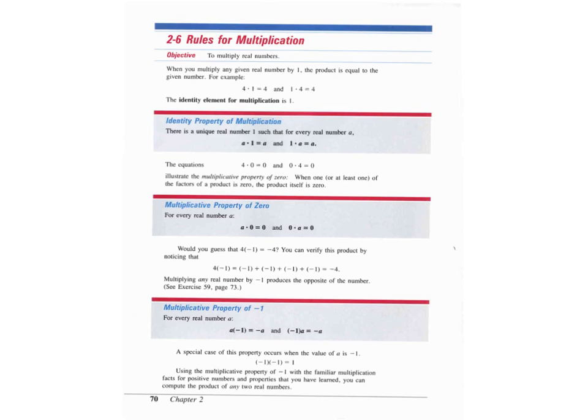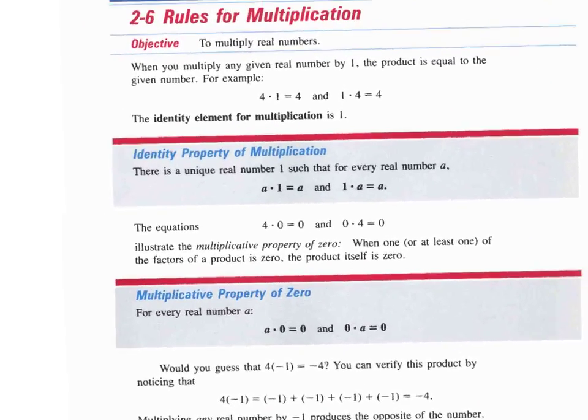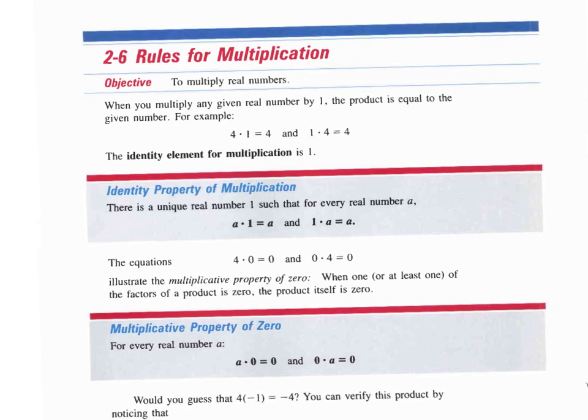Okay, so today we are going to cover the rules for multiplication. There's also a few properties in this section that you should be aware of. So just like we saw with addition, we also have the identity property of multiplication.